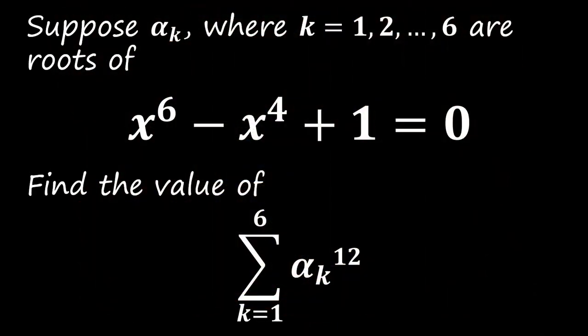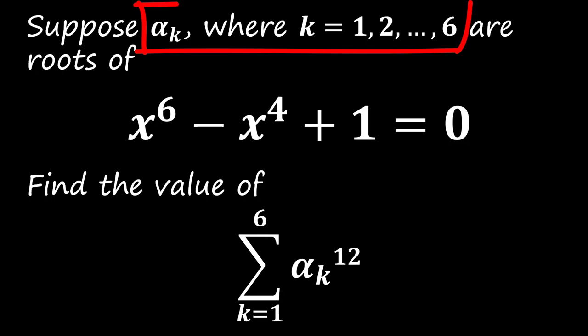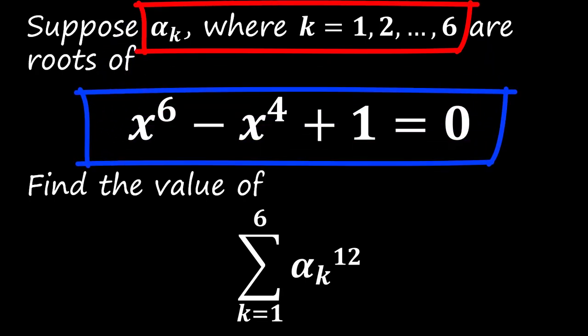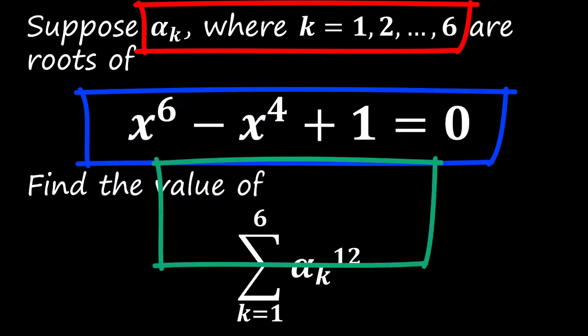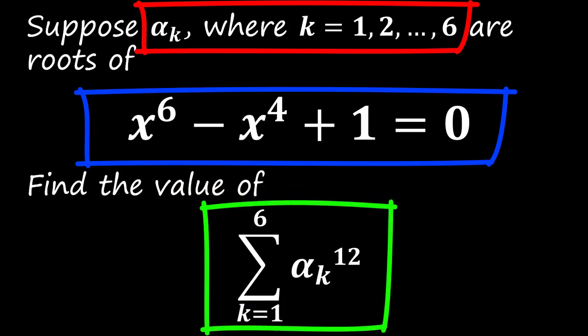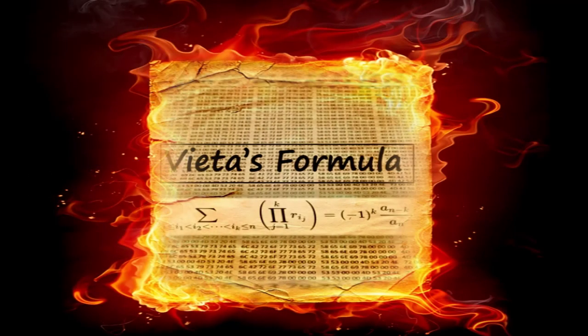Here is the problem. Suppose alpha 1, alpha 2, all the way to alpha 6 are roots of the equation x power 6 minus x power 4 plus 1 equals 0. Our task is to find the value of the summation of alpha k to the power of 12, where k equals 1 to 6. As mentioned, it is related to Vieta formula.